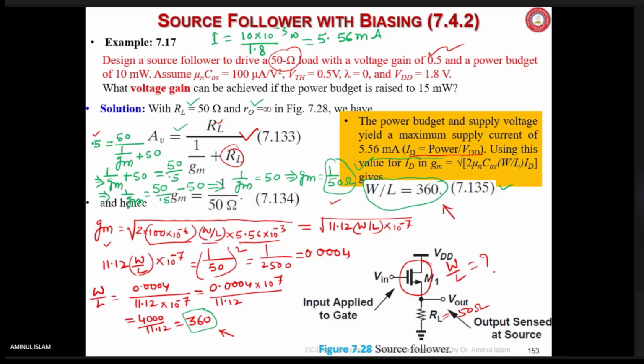Milliwatt divided by the supply voltage of 1.8 volt. So divide it, and you'll get 5.56 milliampere. That much current is used to obtain the value of GM. Okay, this is GM. Now, if you put the values in, you will get 360. I have calculated all those things. In the book, the author has given only these equations, 7.133, 7.134, and 7.135. Understood? So, elaborately, is it understood?